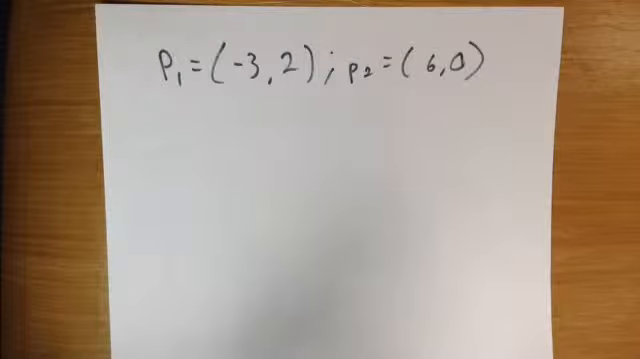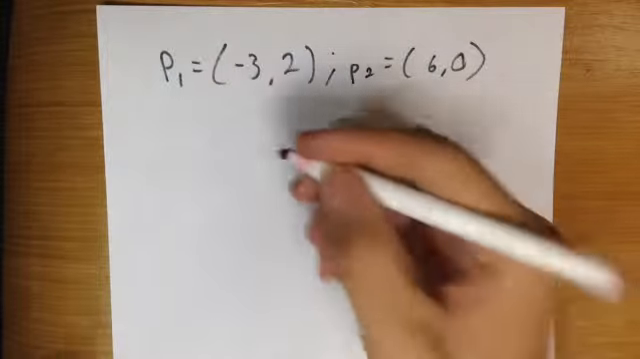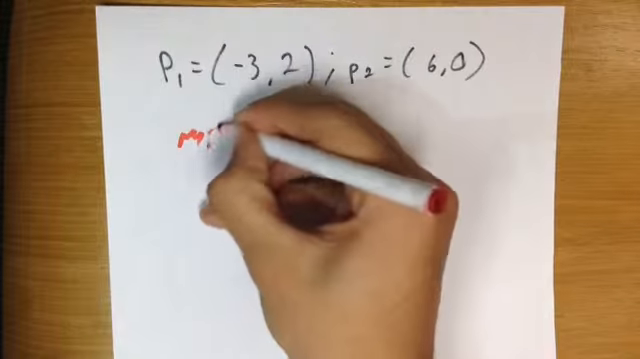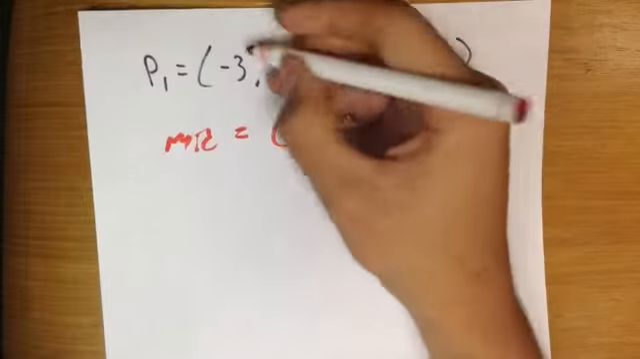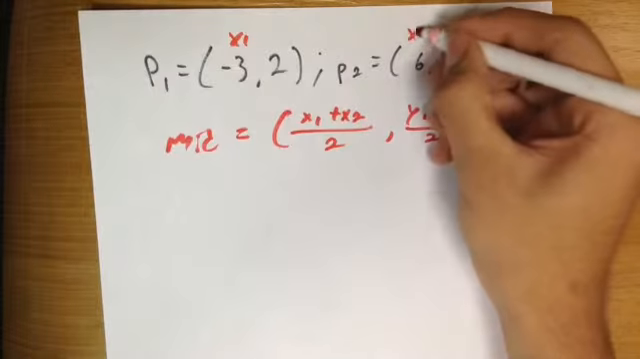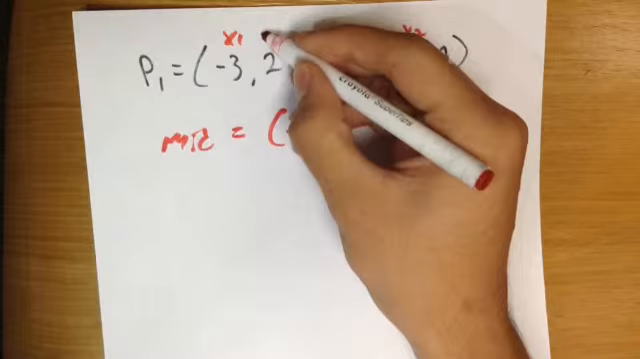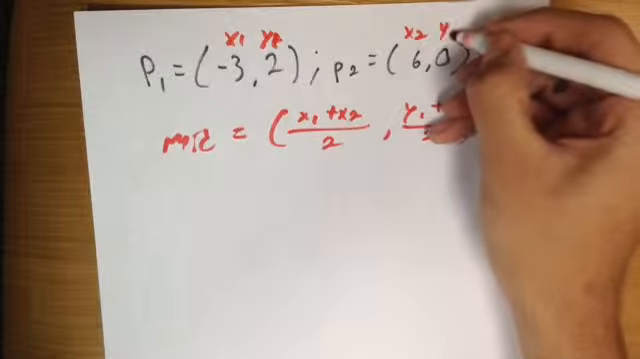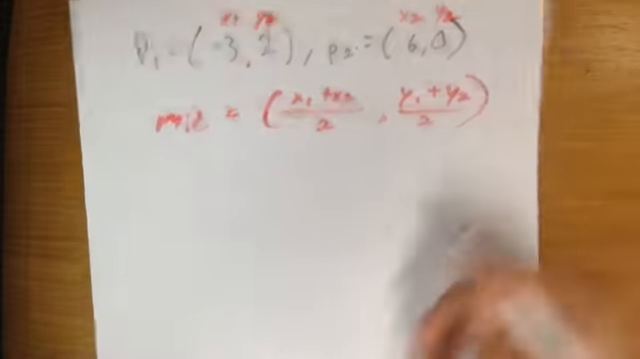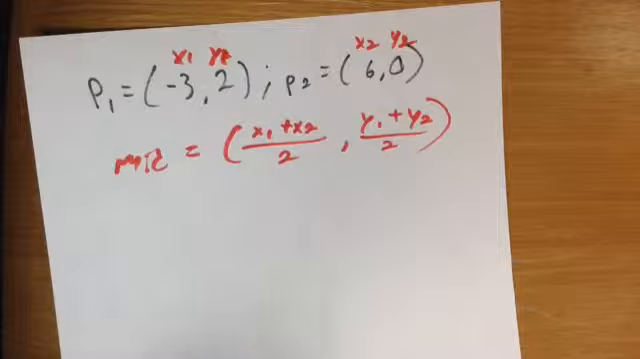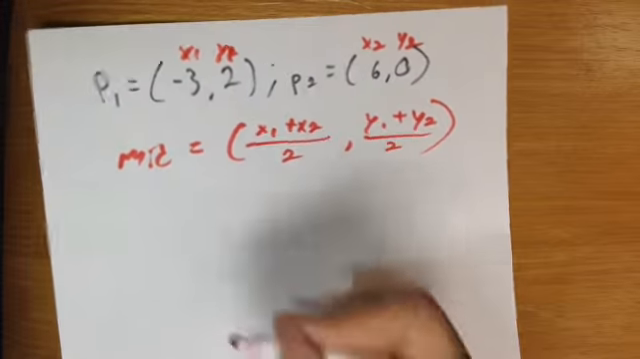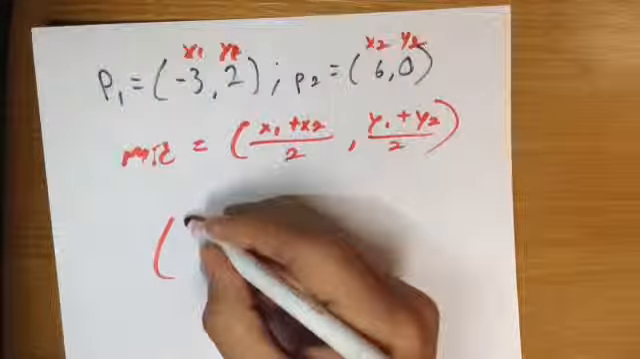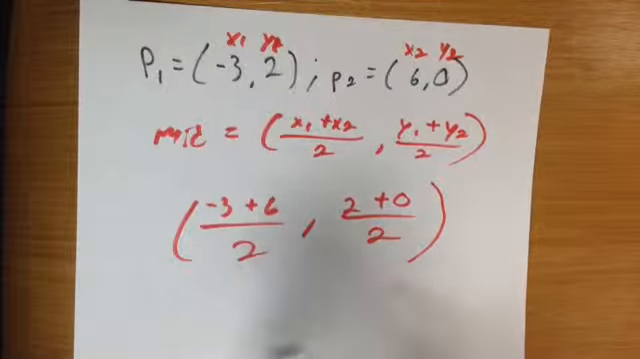Same thing with this example problem. We're going to use the midpoint formula. You can mark these as x1 and x2, because those are your x points, and these are your y points, y1 and y2. Now you can just plug them again in the formula. So you get that, and here you just solve as well.